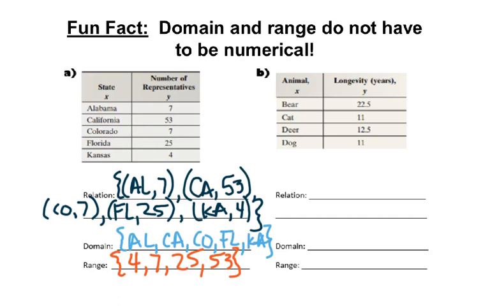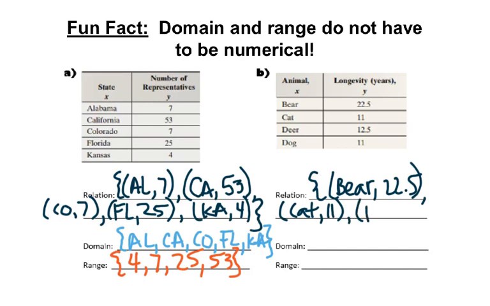And now for our last one, animal versus their average lifespan. Okay, so first let's just write it as some ordered pairs. We're going to have bear, comma, wow, they live pretty long, 22.5. And then we're going to have cat, comma, 11. Then deer, comma, 12.5. And then dog, comma, 11. I didn't know they were the same as cats.